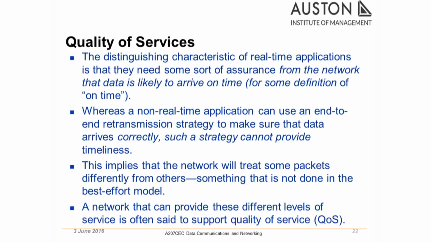To summarize, the distinguishing characteristic of real-time applications is that they need some sort of reassurance from the network that data is likely to arrive on time. This implies that the network will treat some packets differently from others, something that is not done in the best efforts model. A network that supports these different levels of service is said to be a QoS-enabled network.